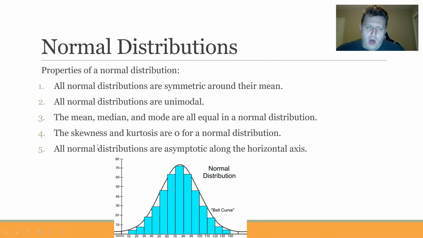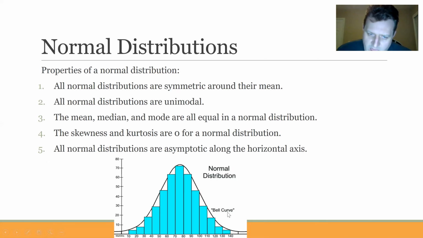Last property: all normal distributions are asymptotic along the horizontal axis. We can think of another name for the horizontal axis. Remember from last lecture, we can call it the x-axis. Maybe we can call it the abscissa if we want to be super fancy and impress somebody. What does asymptotic mean? Asymptotic means that the graph gets closer and closer and closer, but never touches the line.